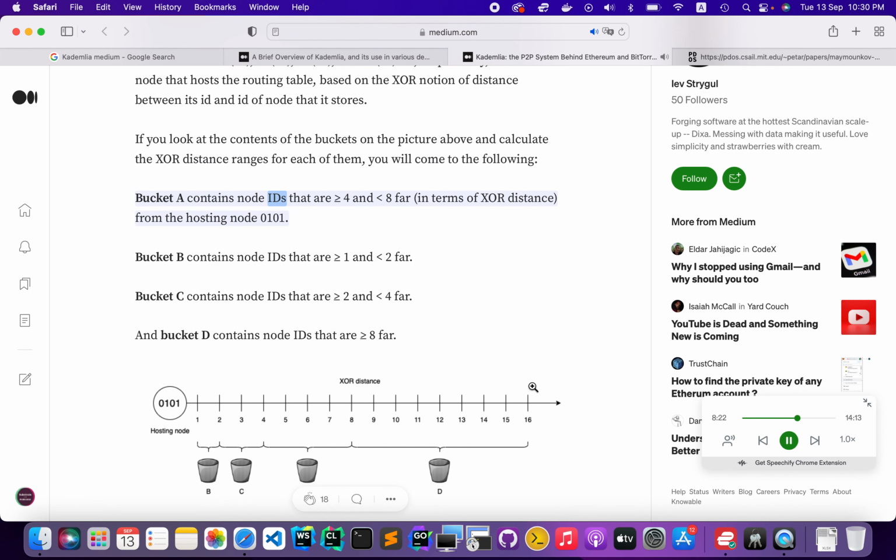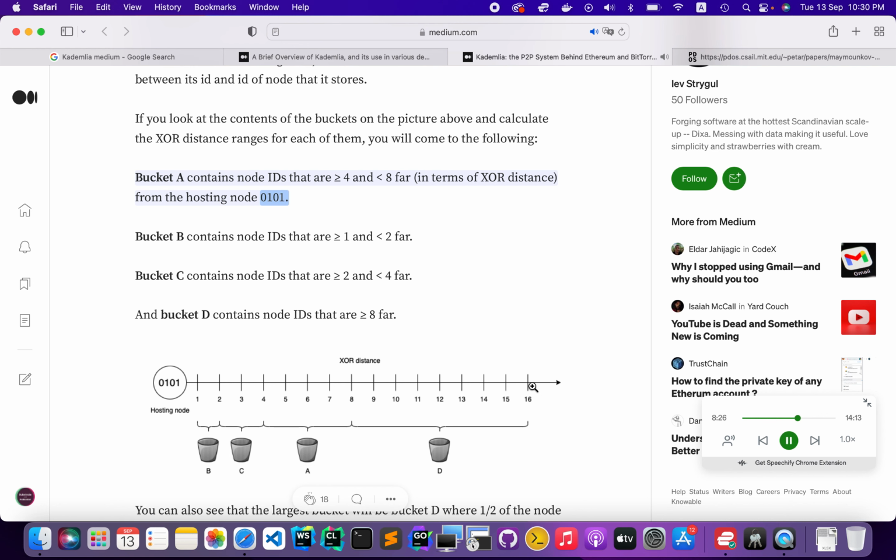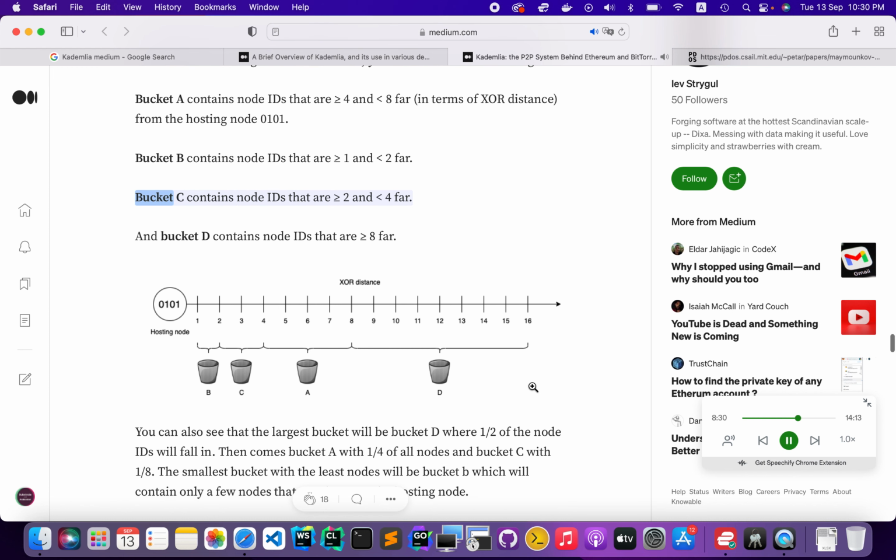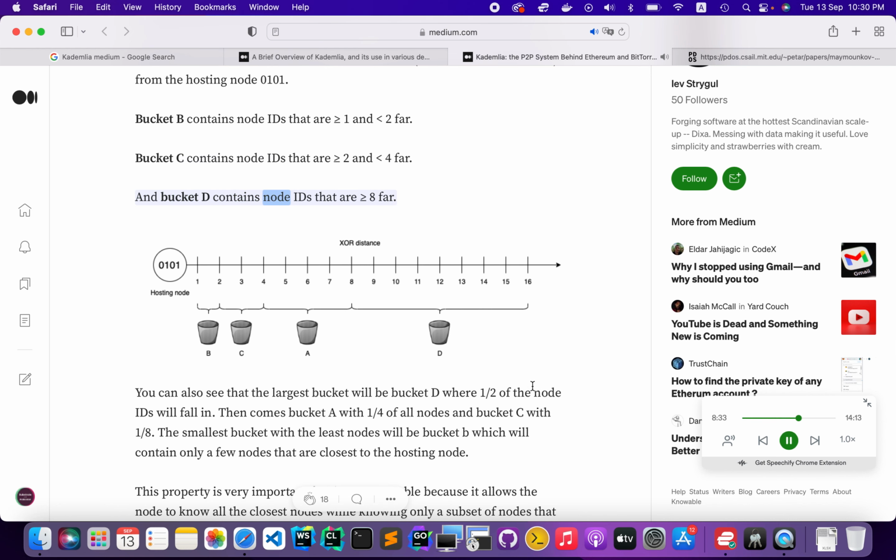Bucket A contains node IDs that are greater than or equal to 4 and less than 8 far, in terms of XOR distance, from the hosting node 0101. Bucket B contains node IDs that are greater than or equal to 1 and less than 2 far. Bucket C contains node IDs that are greater than or equal to 2 and less than 4 far. And bucket D contains node IDs that are greater than or equal to 8 far.